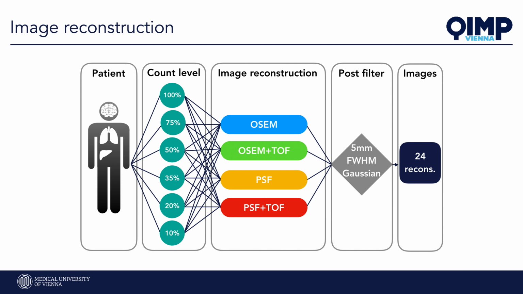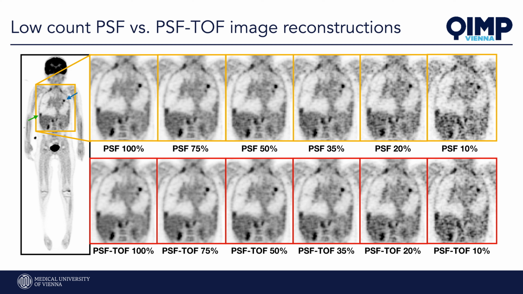And I would like just to show a few examples. For example, in this case, there is a pediatric case with two lung tumors. On the top row marked with yellow, you can see the PSF reconstructions directly from the vendor, and on the bottom one, you can see the PSF with the time of flight information added to it. So what we can notice first is that when we reduce the number of counts or the injected activity by 50%, we still see results comparable to the original images that would have been used or were used.